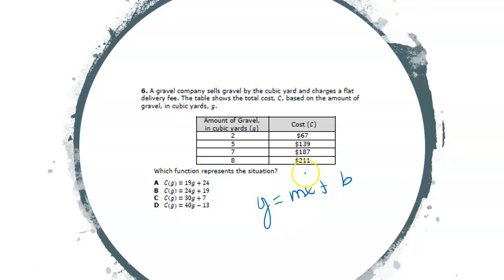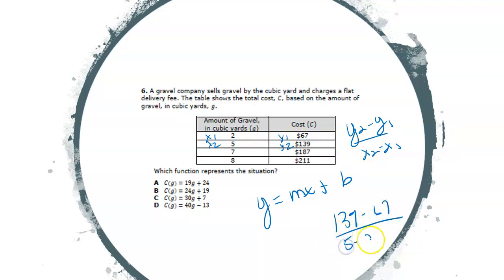First thing we need to do is find the slope. Okay, notice this is skipping points. It goes from 2 to 5 to 7 to 8. So you need to use your slope formula. y2 minus y1 over x2 minus x1. So if I call this x1 and x2, y1, y2, so I'm going to have y2 minus y1 over x2 minus x1. So 139 minus 67.